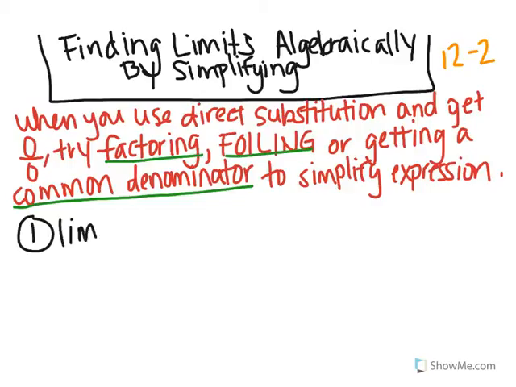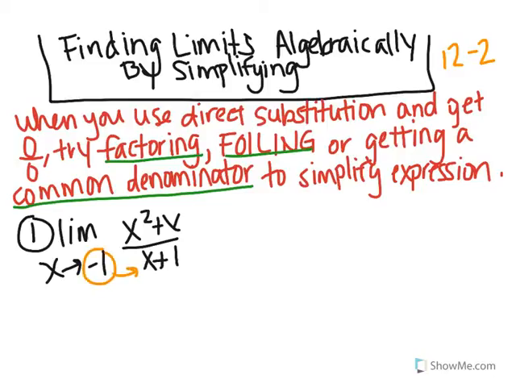So first example that I have is finding the limit as x approaches -1 of x squared plus x all over x plus 1. And you'll notice that if you plug in -1 into here and then also here and here, you'll end up getting -1 squared minus 1 all over -1 plus 1, or 0 over 0, which obviously is a problem. So that's when you want to try one of the three methods.